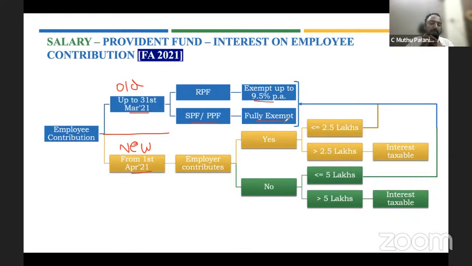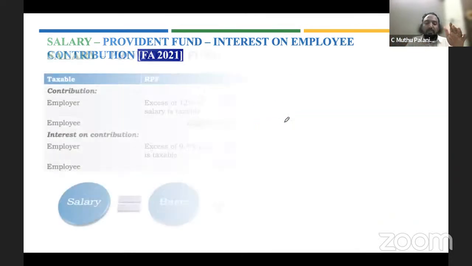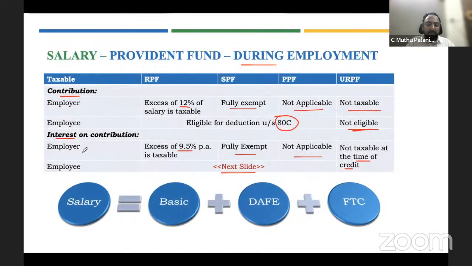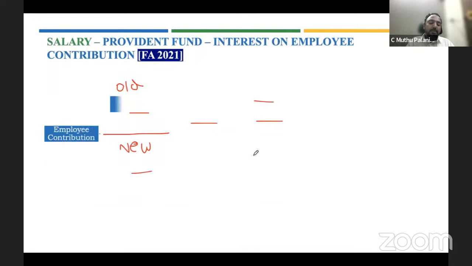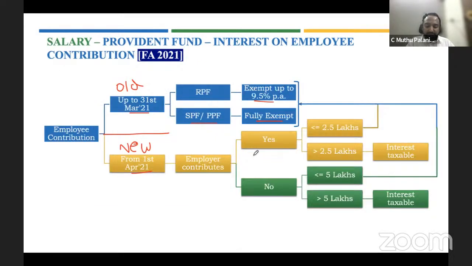Simple. Whatever we saw for the employer applies to the employee also, up to 31st March 2021. What about the subsequent period? From 1st April 2021, you calculate in a different manner. Check whether the employer contributes.